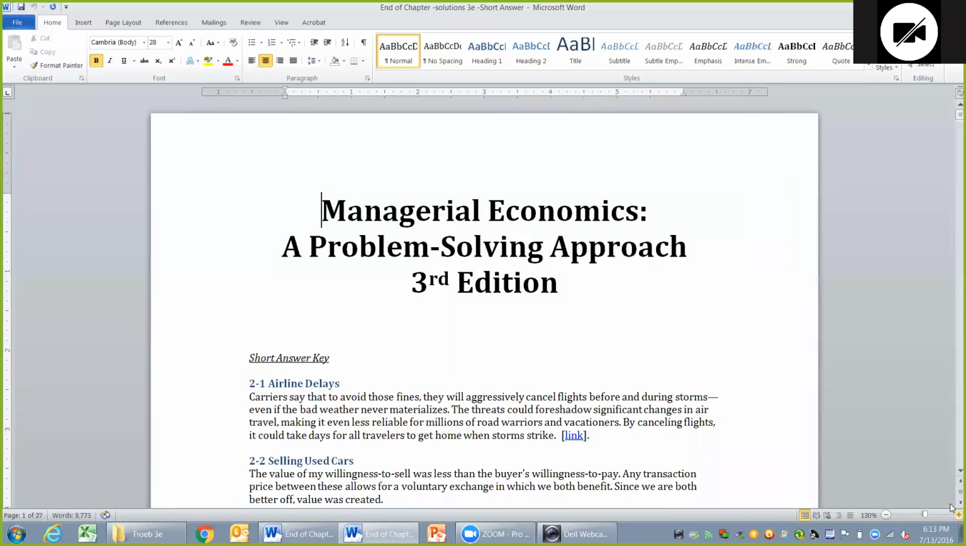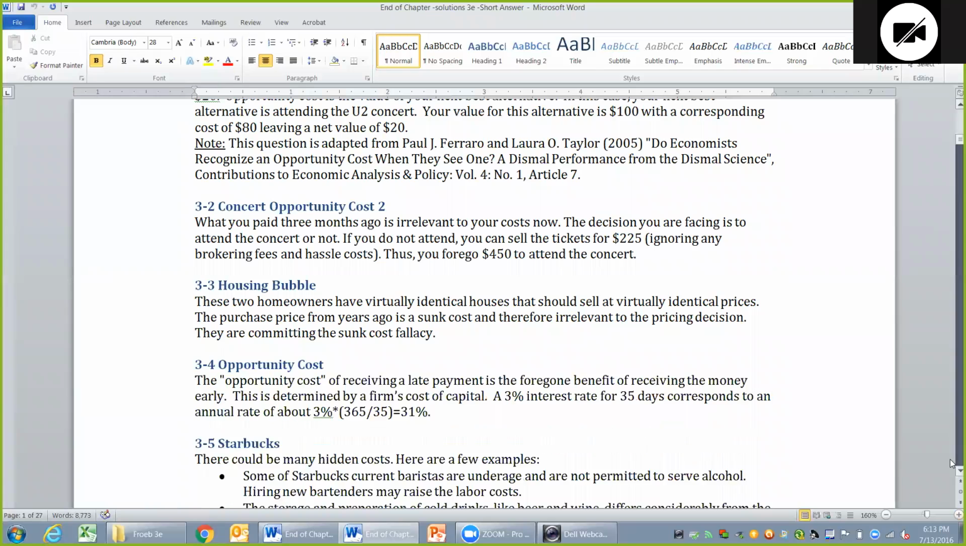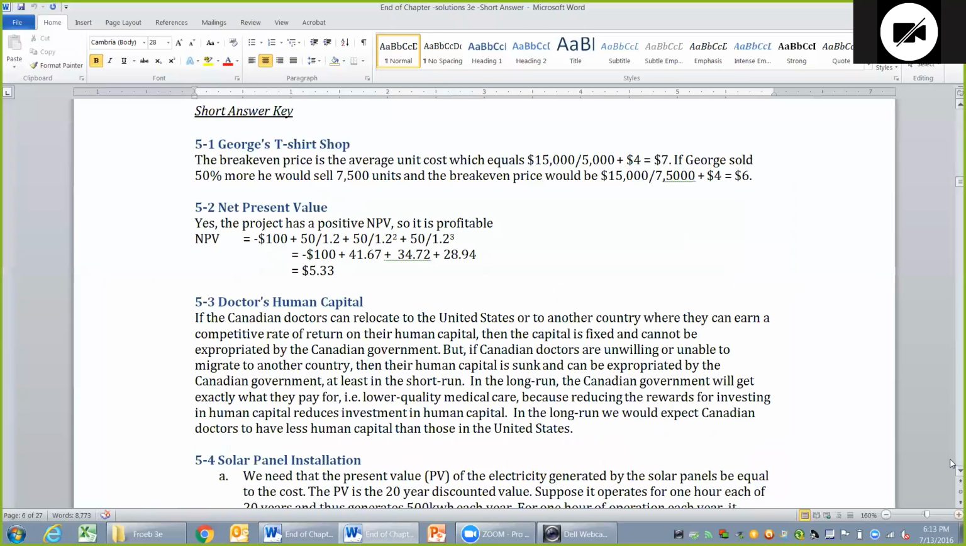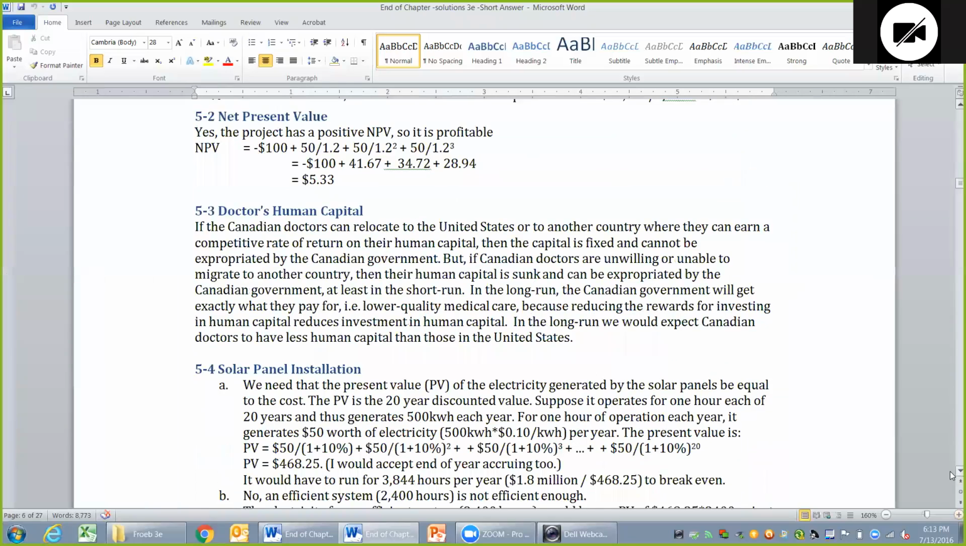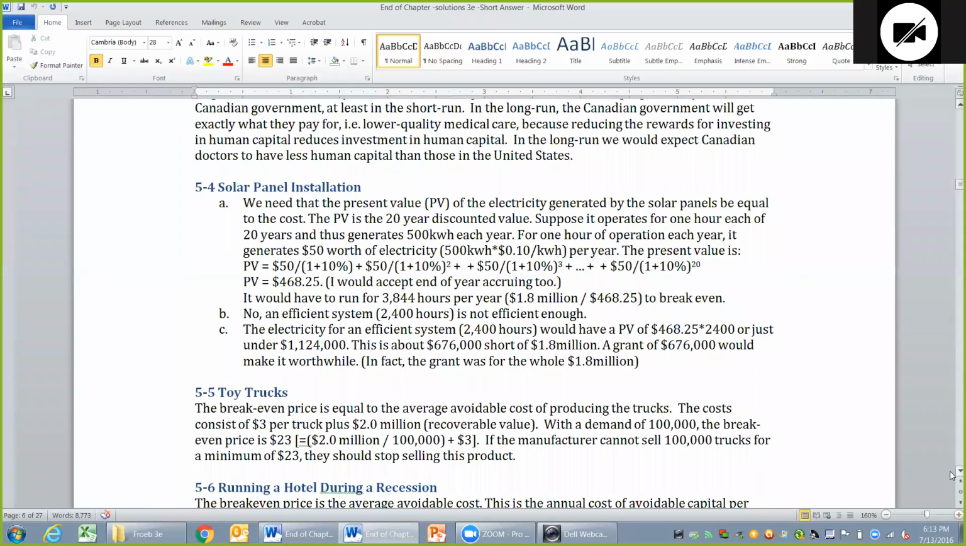Suggested answer. All right, we need the present value of the electricity generated by the solar panels to be equal to the cost. The present value is the 20-year discounted value. Suppose that it operates for 1 hour each of the 20 years, and thus generates 500 kilowatt hours each year. For 1 hour of operation, it generates $50 worth of electricity. All right, and the present value is that calculation.